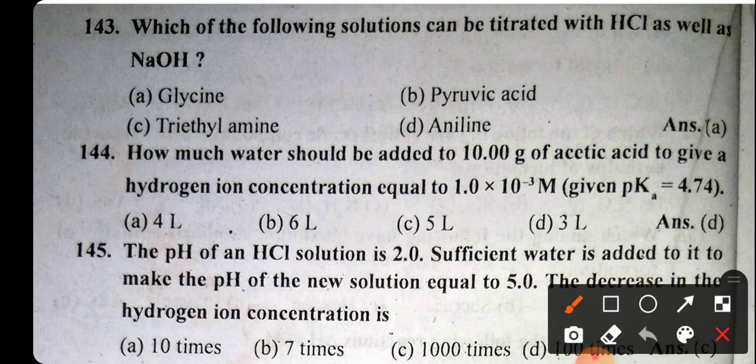Okay. Now the next question is how much water should be added to 10 gram of acetic acid to give hydrogen ion concentration equal to 1.0 into 10 to the power minus 3 M? It is given that pKa is equal to 4.74. The right answer is option number D, that is 3 liter.